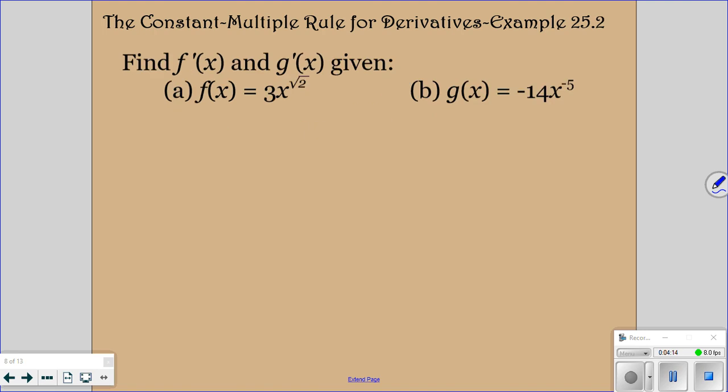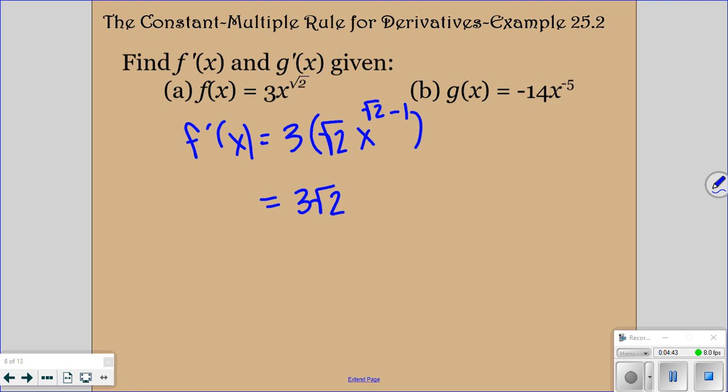Okay, so we want to find the derivative of these two. So for the first one, we're going to do 3 times the derivative of x to the square root of 2. So we bring our exponent down, so that's square root of 2, and then x, and we're going to do our exponent minus 1. Square root of 2 minus 1 is just some random number, some decimal, and we're just going to leave it as square root of 2 minus 1. We're not going to try and simplify it further. So if you multiply, you get 3 square root of 2 times x to the square root of 2 minus 1. You can leave it just like that.